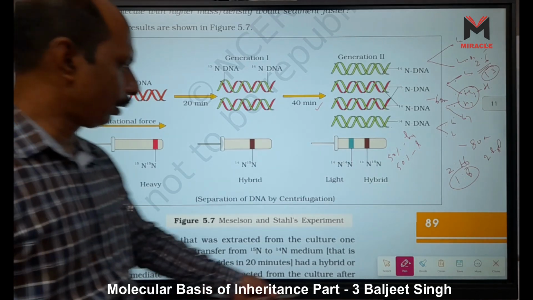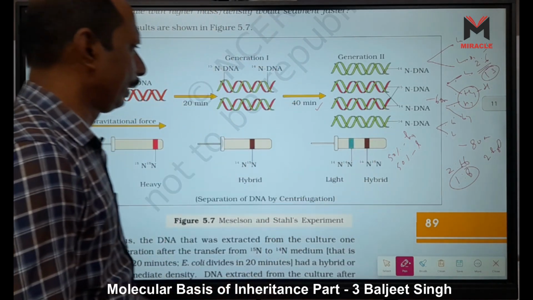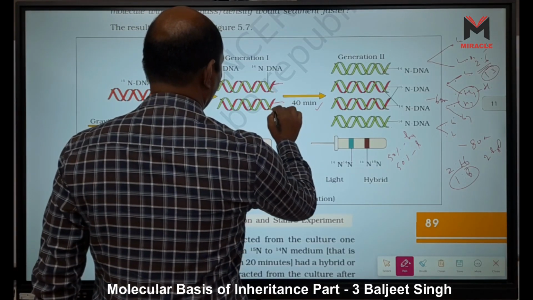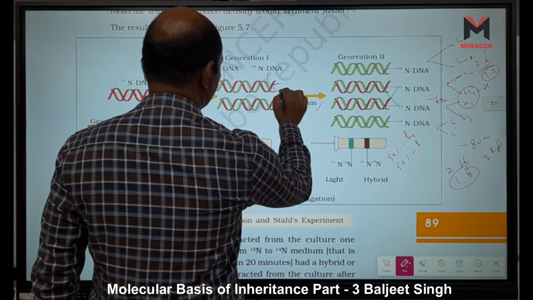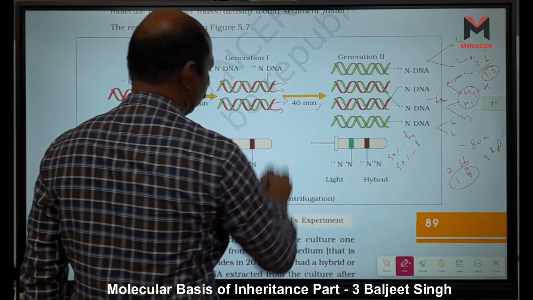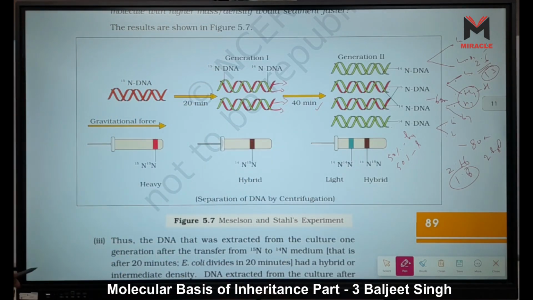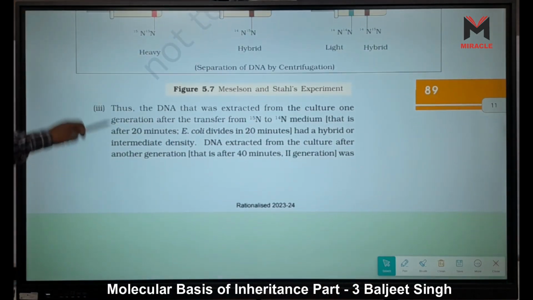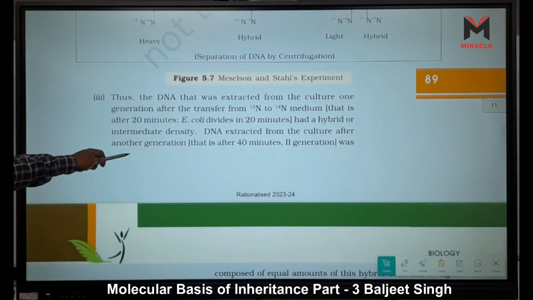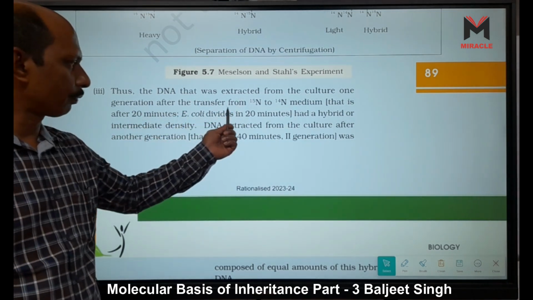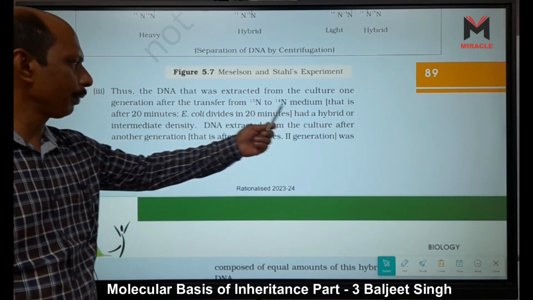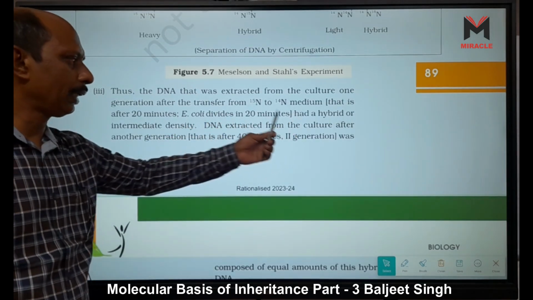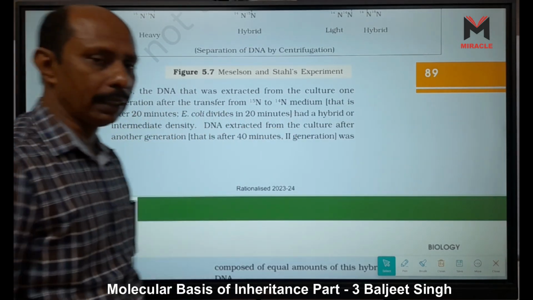If you understand that, what does he understand here? He understands that one strand is parental and the other is newly formed. He said this is semi-conservative. It proves that DNA replication is a semi-conservative method. Thus, the DNA that was extracted from the culture one generation after transfer from N15 to N14 medium, that is after 20 minutes, because E. coli divides in 20 minutes, had a hybrid or intermediate density.